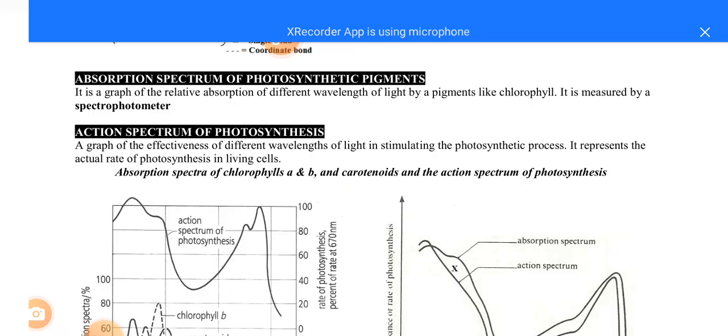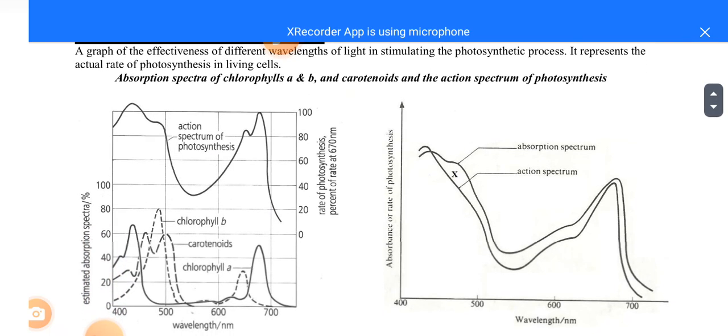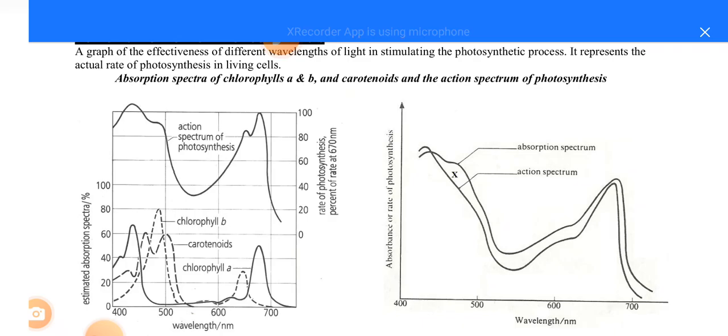The absorption spectrum is the relative absorption of different wavelengths. The action spectrum is the effectiveness of different wavelengths in stimulating the photosynthetic process. Our focus today is on these two main graphs. I hope you have been seeing these graphs in biology paper 2, and in most cases paper 1, but from today onwards, when you see such a graph, I just want to see a smile on your face, because we are going to break them down today.